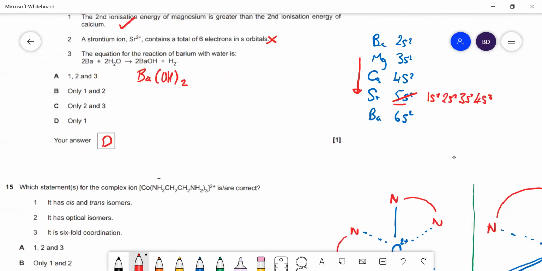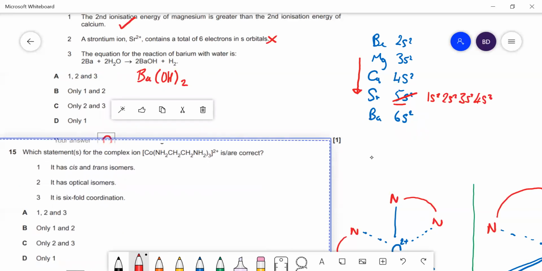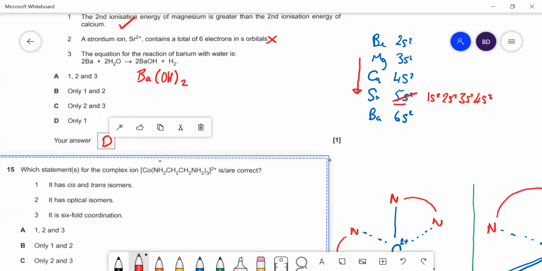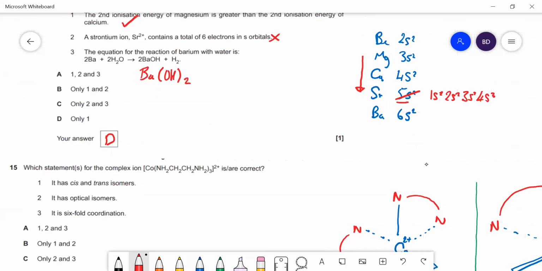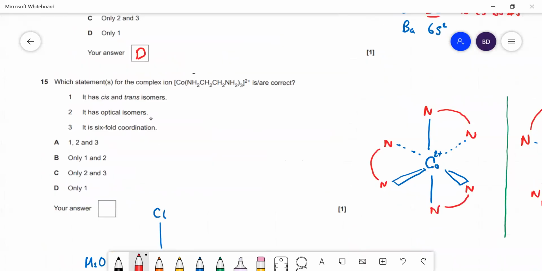Right, 15, I think, is the last question in the multiple choice. All right, let's have a look at this then. Which statements of the complex ion? So this is a bidentate ligand, the diaminoethane. Okay, so you only need 3 of them to form 6 coordinate bonds, so which are correct? Right, well, first of all, it's got 6-fold coordination. Yeah, it does. Okay, and you can see from this diagram here, it does.